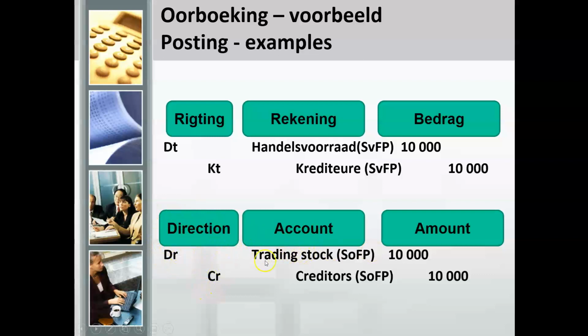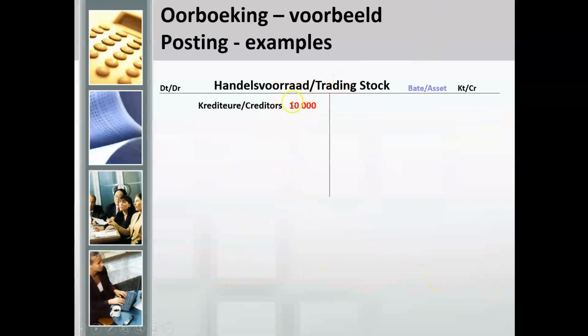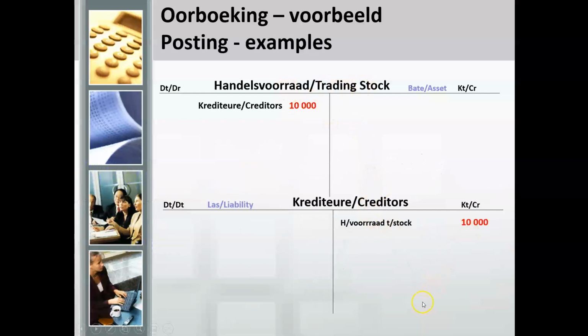The account that is going to be debited is trading stock, and very important, you have to show the statement indication. Guys, I cannot stress this enough. If you're not going to show the statement indication and this item has counted 1 mark, you will receive no marks because there was no statement indication. Debit trading stock, statement of financial position, 10,000; credit creditors, 10,000 Rand, statement of financial position. So if you're going to post it, I'm going to debit my trading stock account with 10,000 and I'm going to credit my creditors account with 10,000.